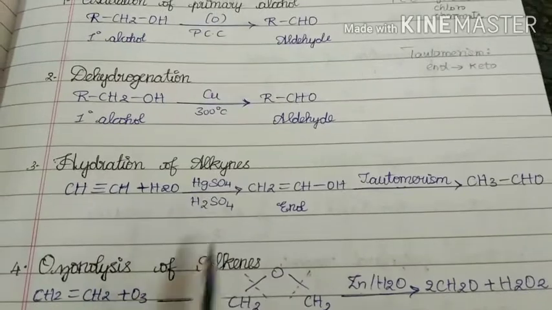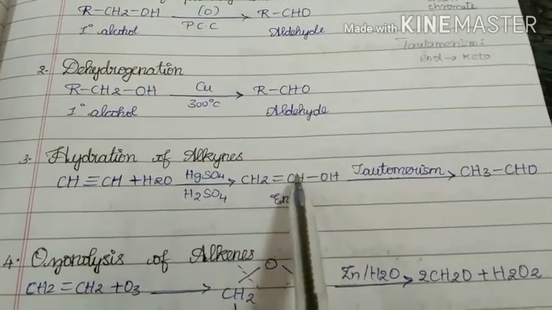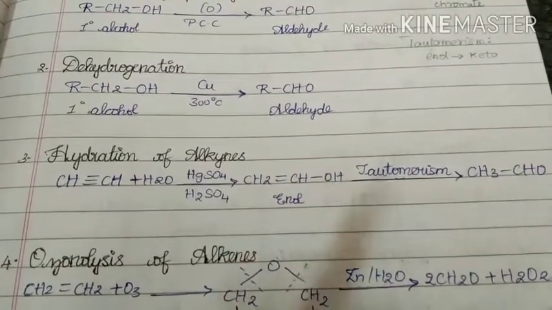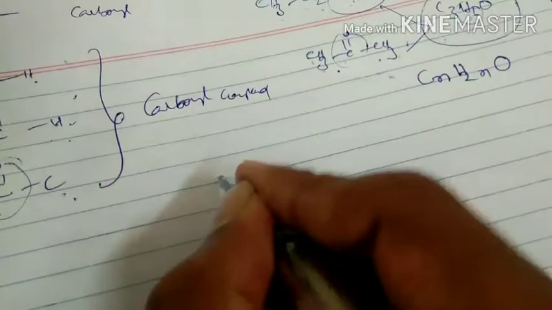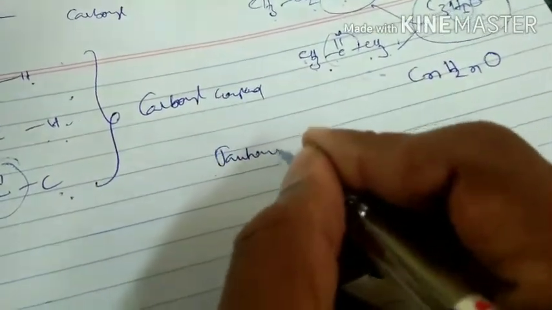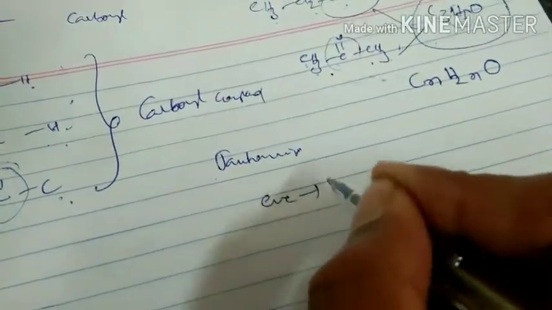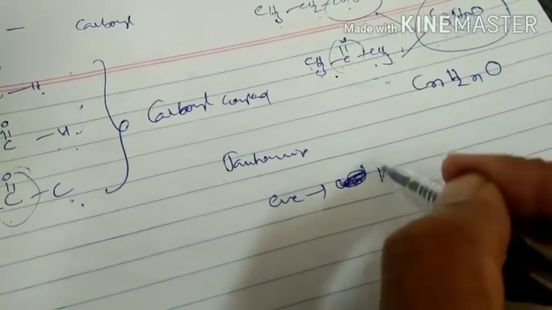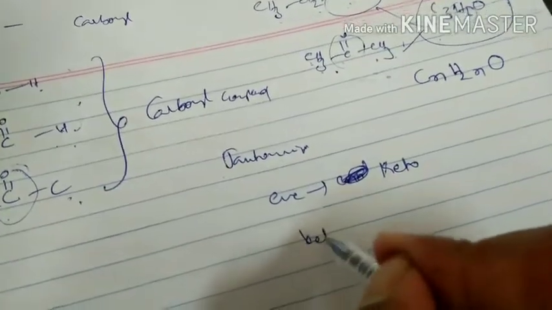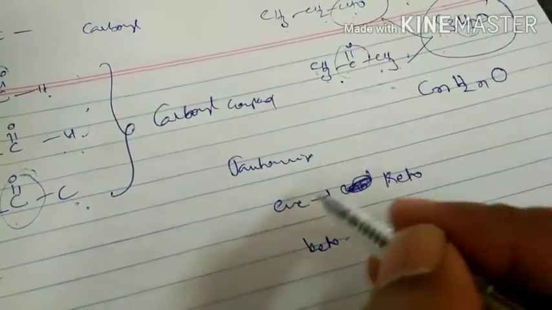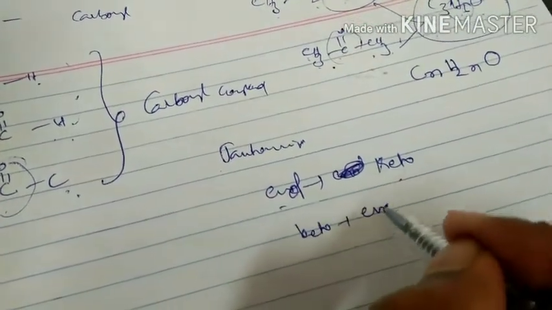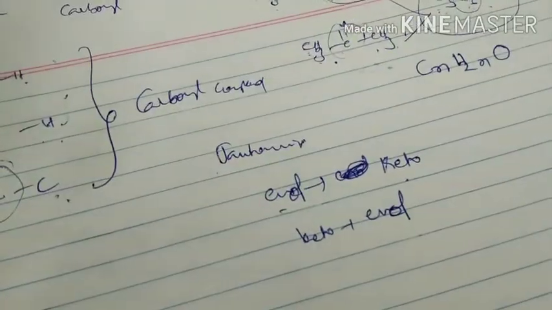This enol form again undergoes tautomerism. Tautomerism means this enol form is converted to keto form, or keto form converted to enol form. That is tautomerism. This is enol. Which one?